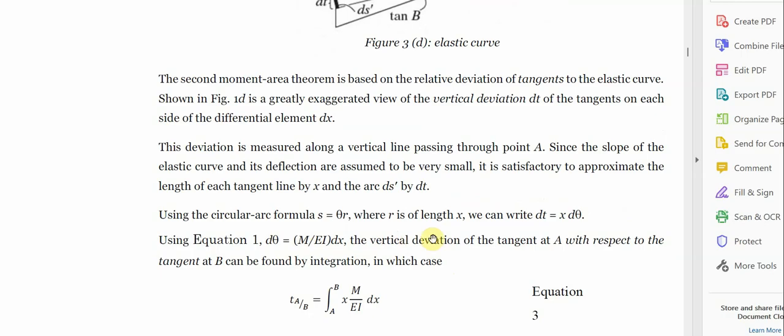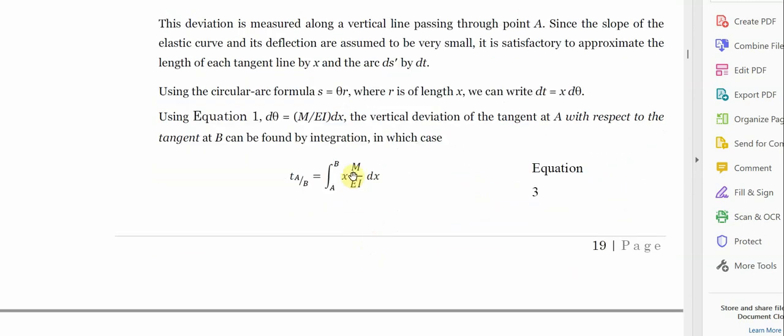rotation is equal to M over EI. Now, the vertical deviation of the tangent at A with respect to the tangent at B can be found by integrating, just like the way we did the other time, from A to B, S M over EI.